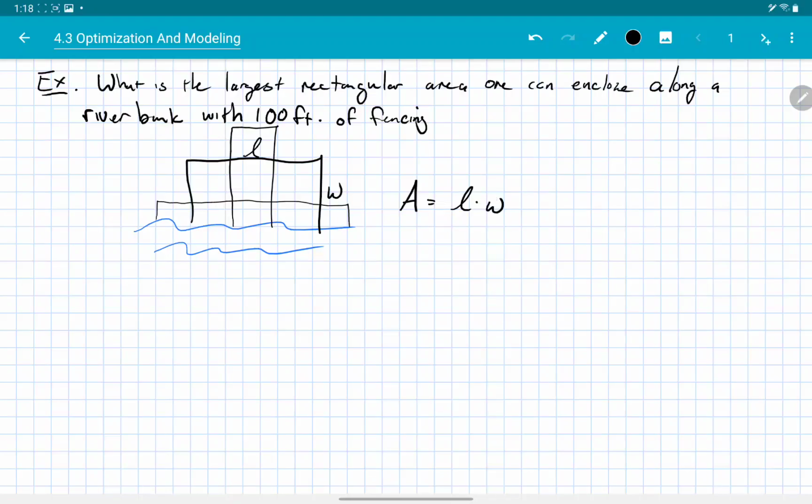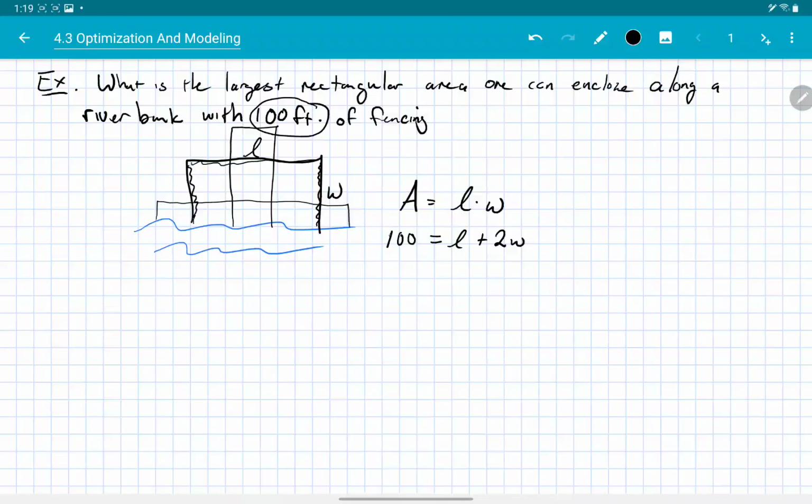Now, if we tried to use calculus right now, we'd be stuck, right? The problem is we've got two variables. We don't know how to do calculus with two variables. We only know how to do calculus with one variable. However, there's always in these problems one way of eliminating one of the variables. And the way we do that is with this key situation here of 100 feet of fencing. Not only is the area length times width, we know 100 is the same thing as the length plus twice the width. Right, because we have the total length of the fencing is one width, the other width, and then the length. So we get length plus twice width.